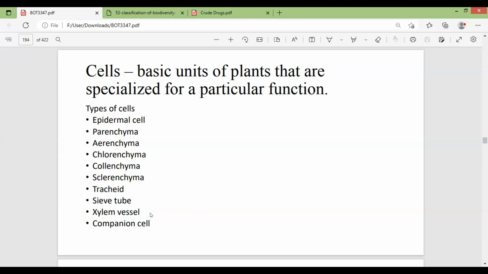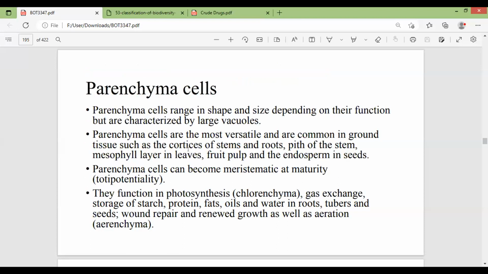Now let's look at those basic units one by one. So parenchyma, what have we said about parenchyma? It's characterized by these large vacuoles. It's the most versatile and common in ground tissue. Right now let's just appreciate that it's characterized by large vacuoles. These large vacuoles function in storage of food products, or just storage of energy in the form of food.